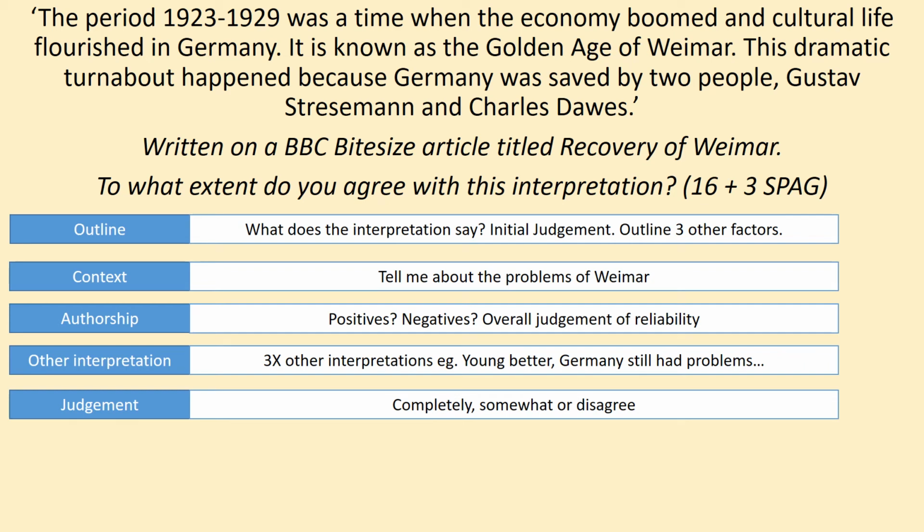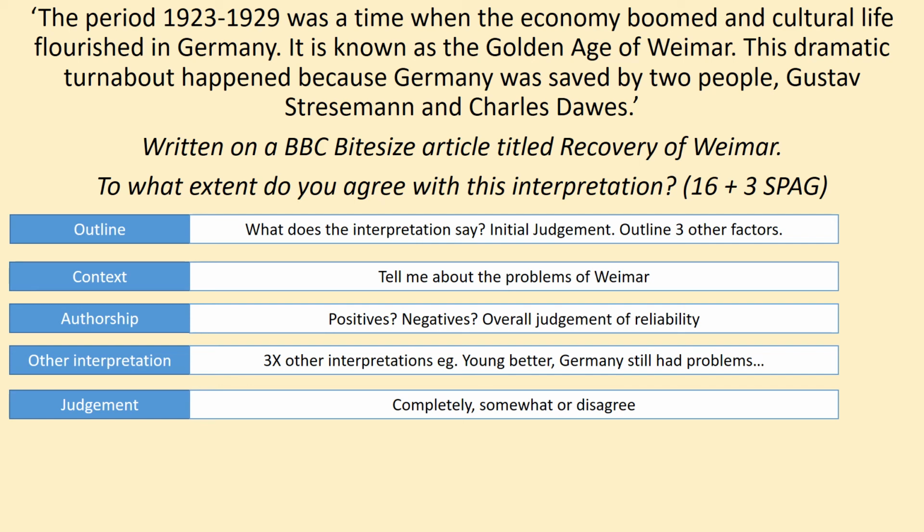And the question is, to what extent do you agree with this interpretation? And it's worth 16 marks plus 3 spelling and grammar marks. So there's 19 marks. Now, if you go to our YouTube channel and go to the playlist that says Germany Exam Help, this is a Germany question 5. So there's loads of information there on how to answer this question.